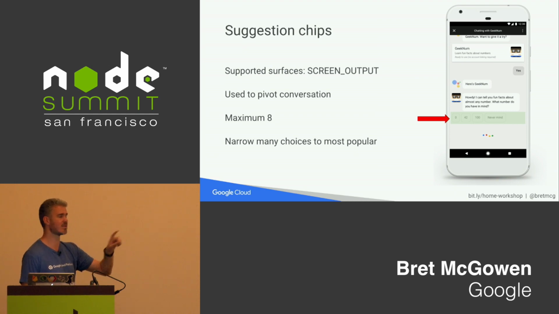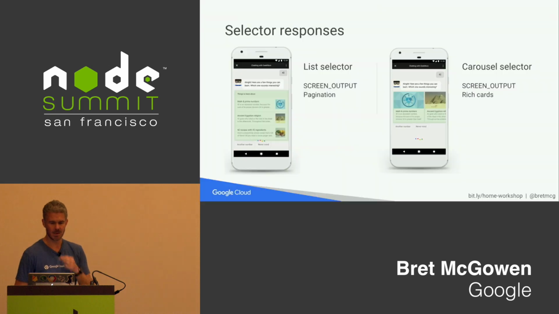They can scroll sideways if there's not real estate. But this is only supported on things that have a visual screen, like on the phone. And then finally, we have selector responses. So these are either a list of cards that you scroll up and down that paginate, or you can scroll sideways like in a carousel style. So again, you can have graphics, and you can have text and formatting and links to learn more information.